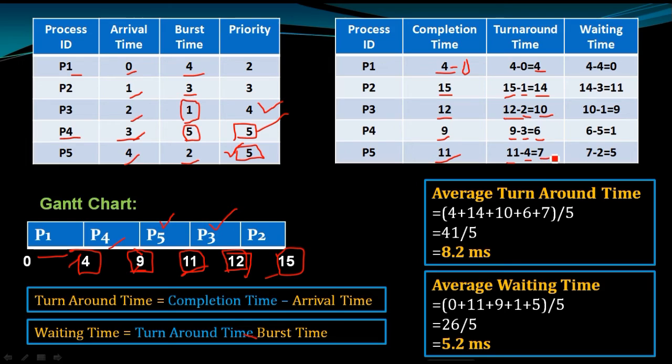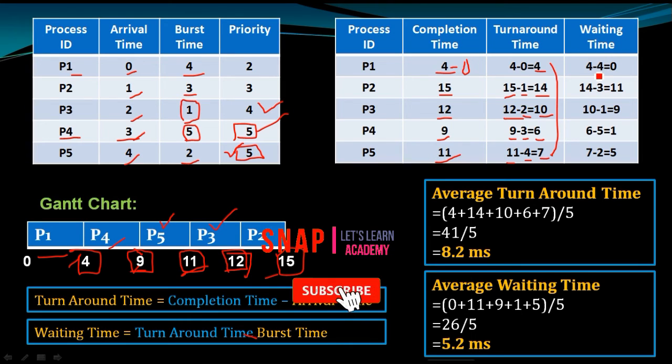After getting the turnaround time, now we can go for waiting time. We have the turnaround times 4, 14, 10, 6, 7 for P1 to P5. Now the waiting time for P1 is 4 minus 4. What is the first 4? It is the turnaround time. And what is the burst time? As mentioned in the table, 4. So 4 minus 4 is 0, and 0 is the waiting time.